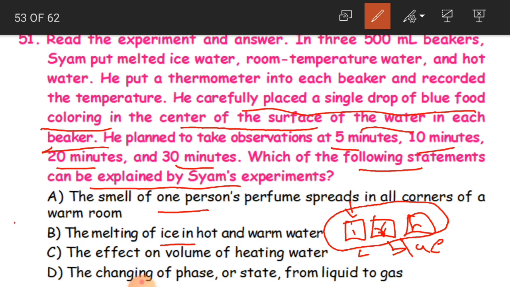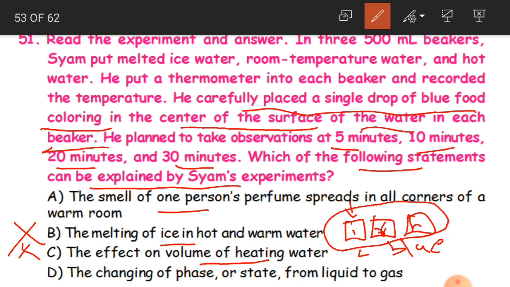No, so this is not the option. The correct answer, C, is the effect on volume of heating water, in the sense the effect of quantity of water of heating water. Did we heat water here? No, we didn't do this. So this is also wrong.